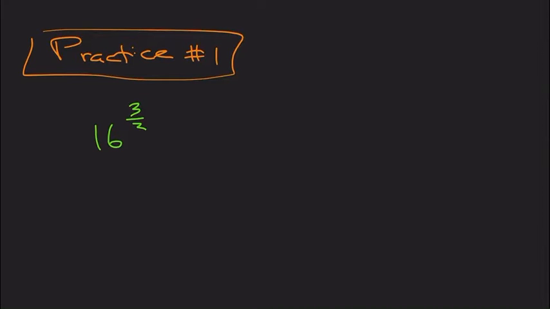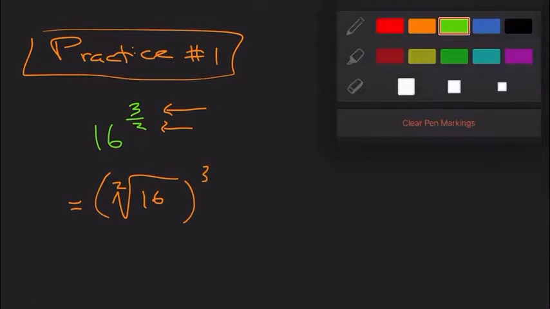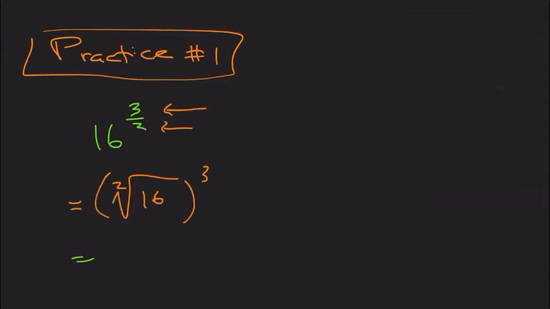All right, so 16 to the 3/2. We're taking the second root, the square root, and we're raising it to the third power. So we have the square root of 16 raised to the third power. Square root of 16, again, that's what number multiplied 2 times is 16. That'd be 4, because 4 times 4 is 16.